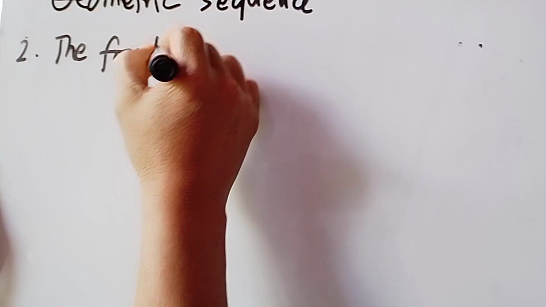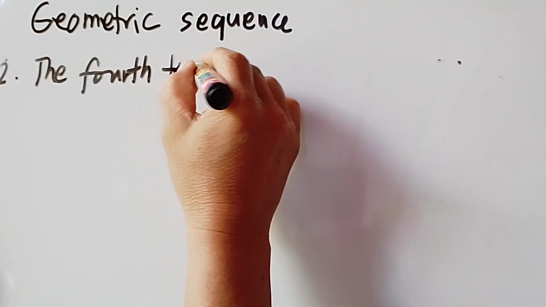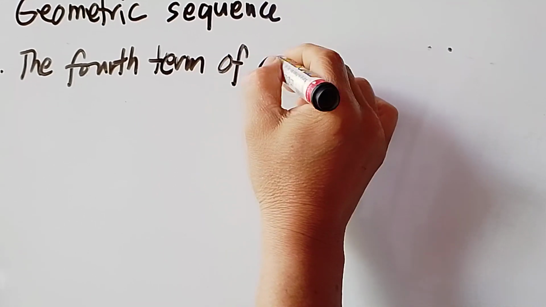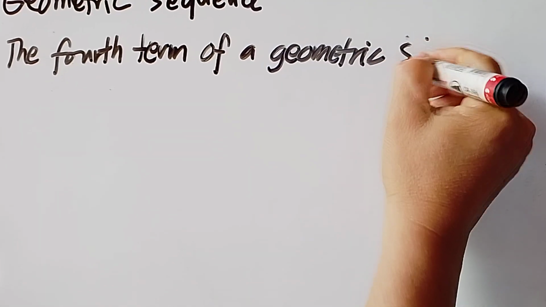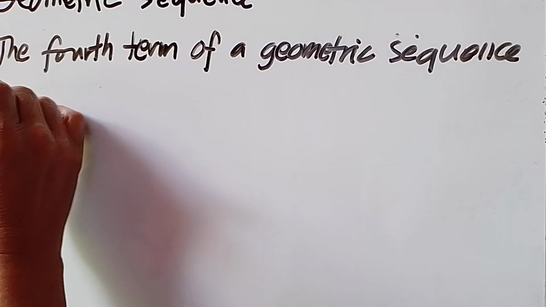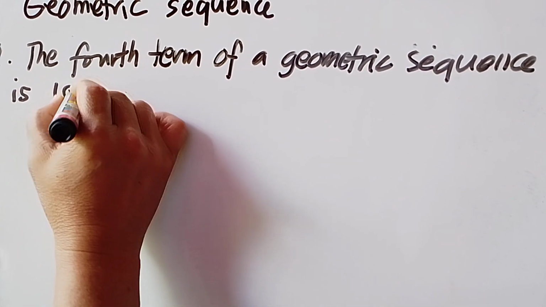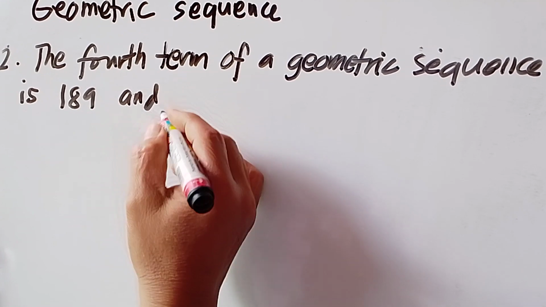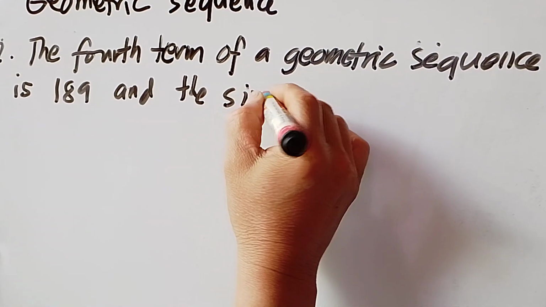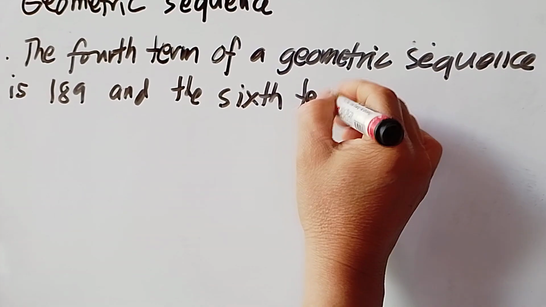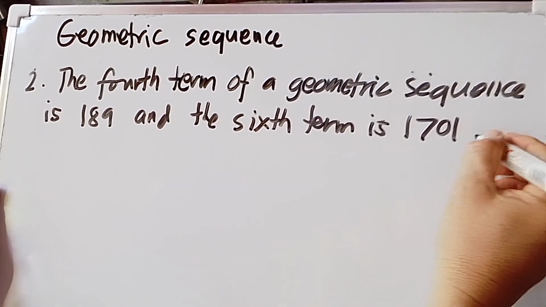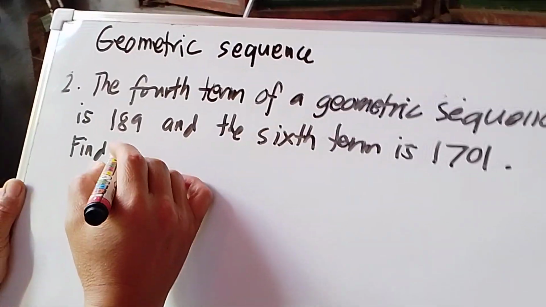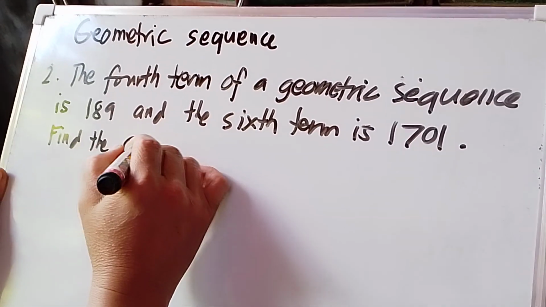Number 2: the fourth term of a geometric sequence is 189, and the sixth term is 1701. Now the question is to find A8.